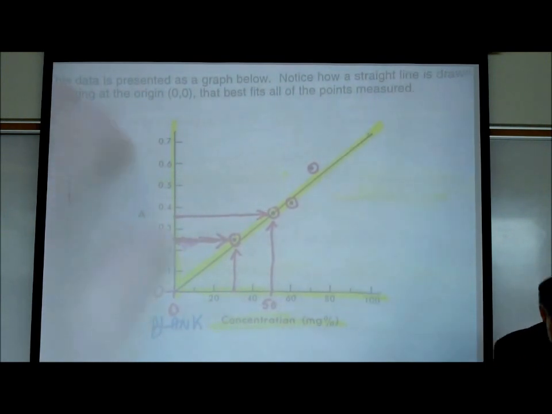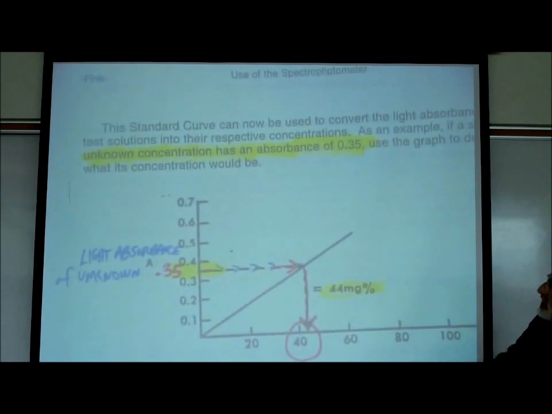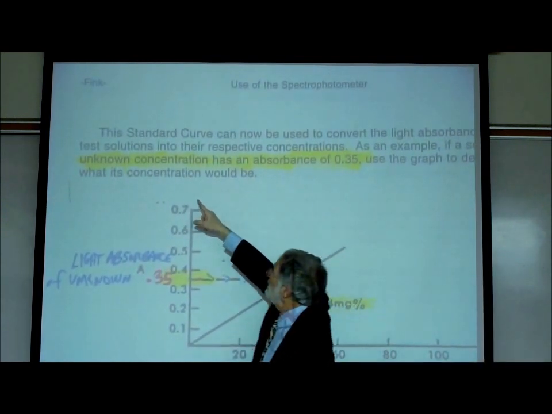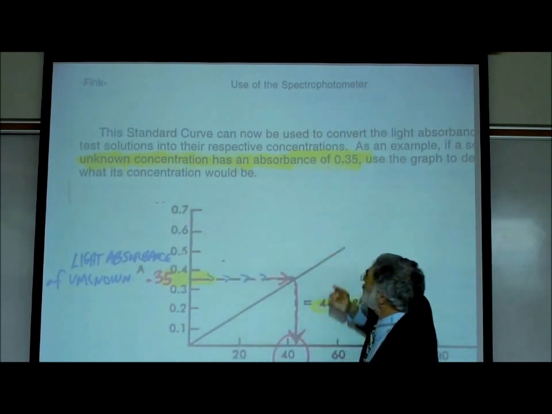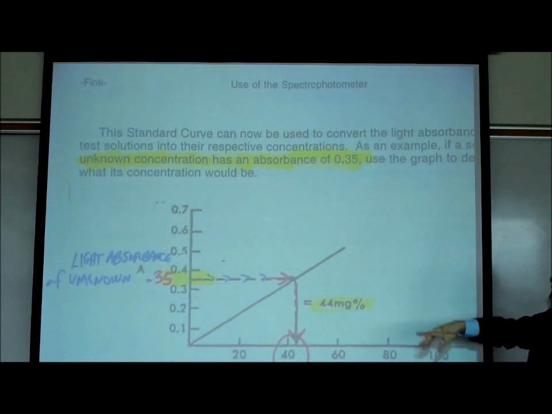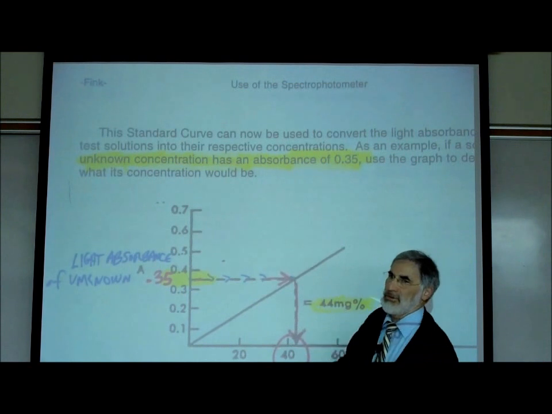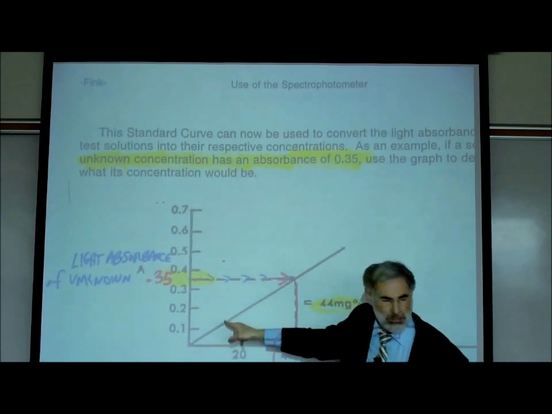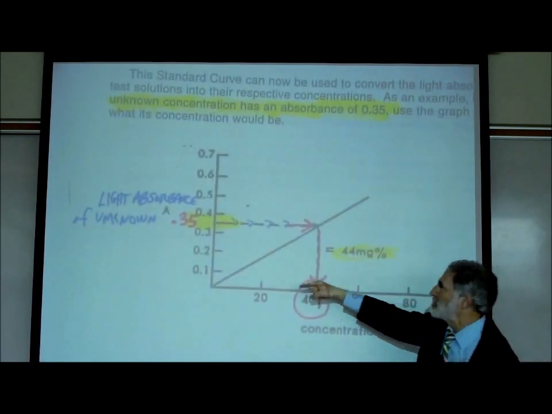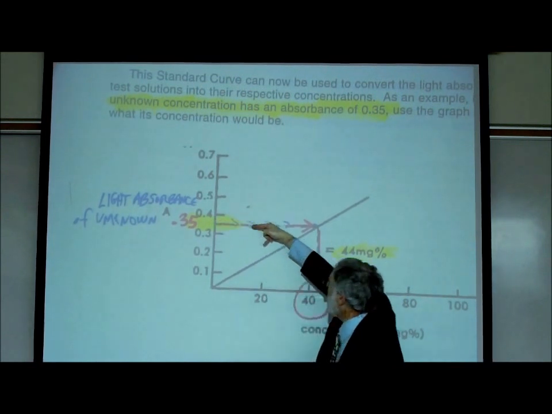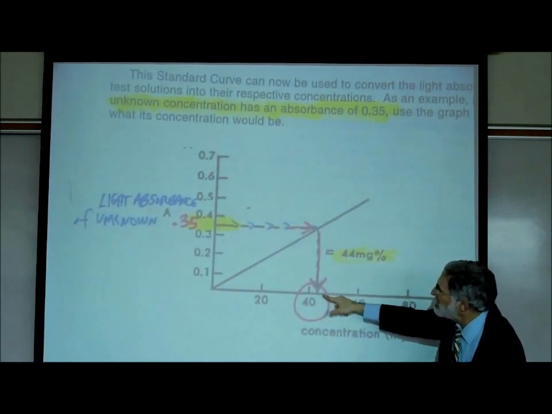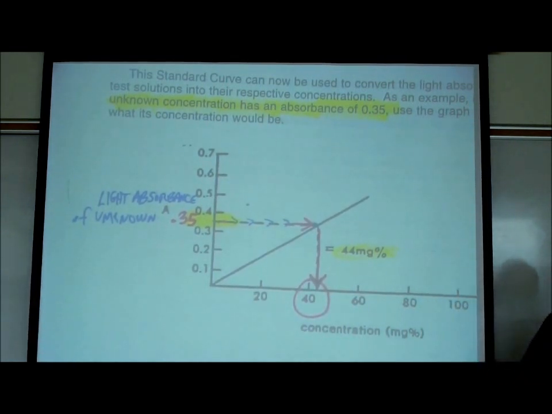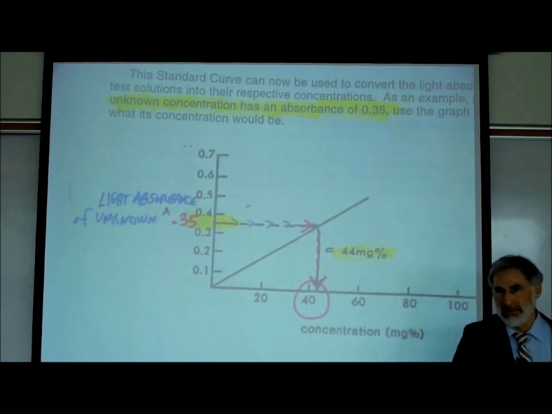You'd say, what do you mean? On the next page, page 5, it says imagine we had an unknown, let's say a blood sample, and we measured its light absorbance for glucose and got 0.35. All we do is go to the graph we've just constructed, find 0.35, drop a perpendicular down, and estimate that the concentration of sugar in this unknown solution is 44 milligrams percent.